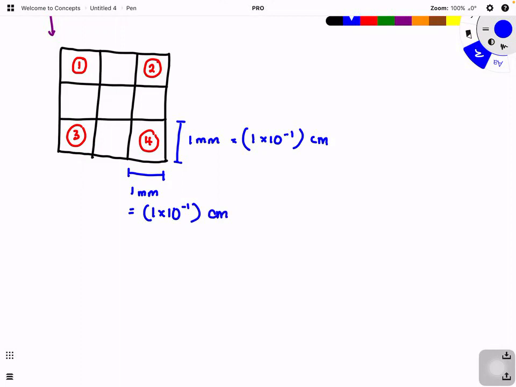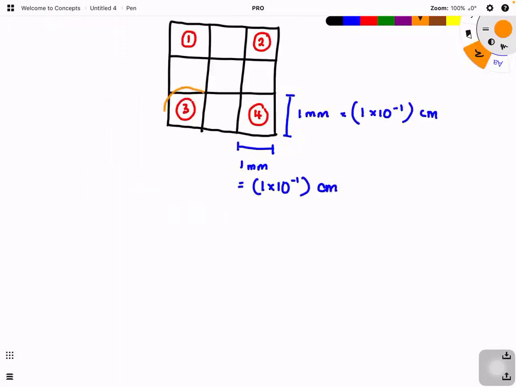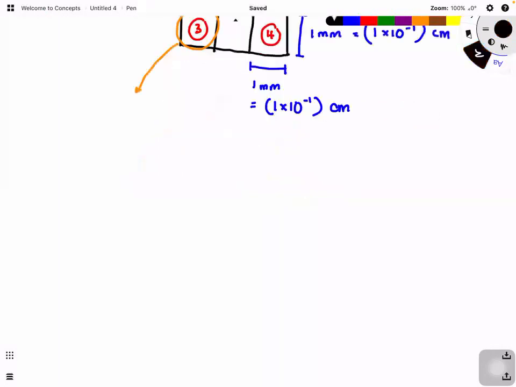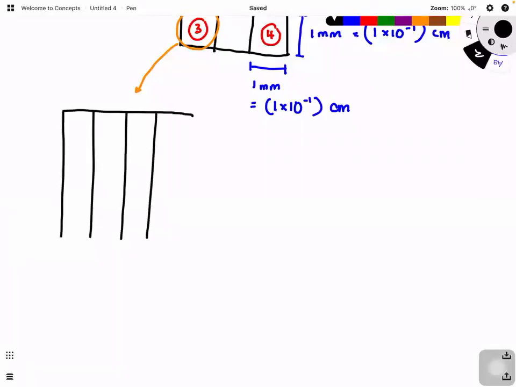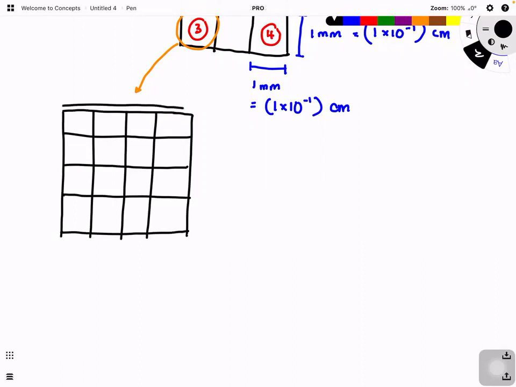Okay, if you enlarge this chamber further, what you can see is that this chamber is divided into 16 squares. 1, 2, 3, 4, 5. At the side you have extra lines.